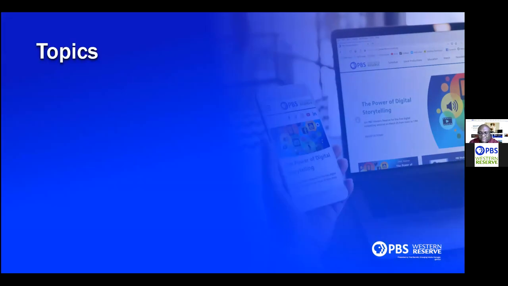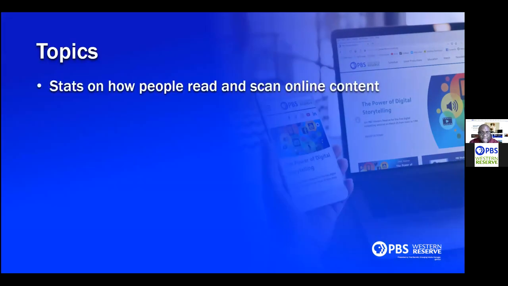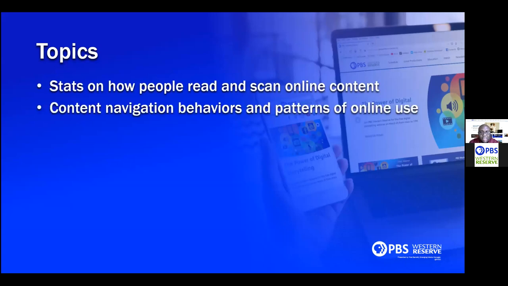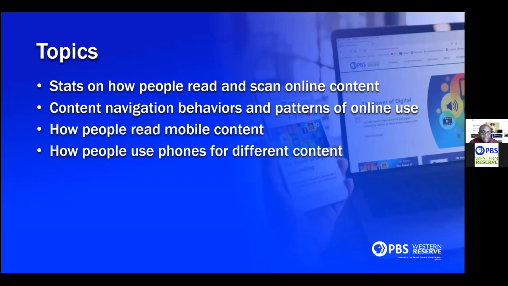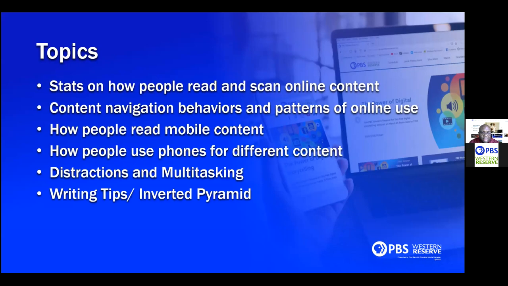The topics that we're going to cover today are stats on how people read and scan online content, content navigation behaviors and patterns of online use, how people read mobile content, how people use phones for different content, distractions and multitasking, writing tips, and the inverted pyramid, which is the style of writing. Then we're going to talk about the platforms that I suggest you can start with.